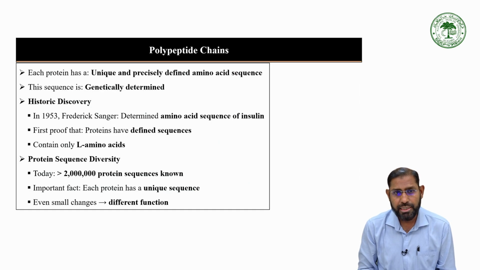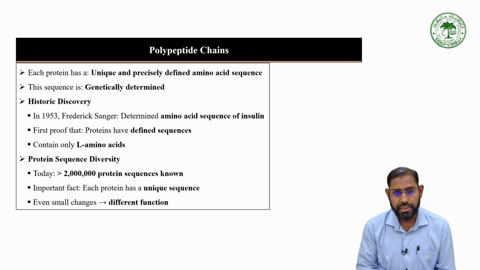In a polypeptide chain, each protein has a unique and precisely defined amino acid sequence. Each protein is very unique and different. They have a unique, precisely defined amino acid sequence, and they are genetically determined, meaning from DNA to RNA, and RNA to protein. The process is transcription followed by translation.